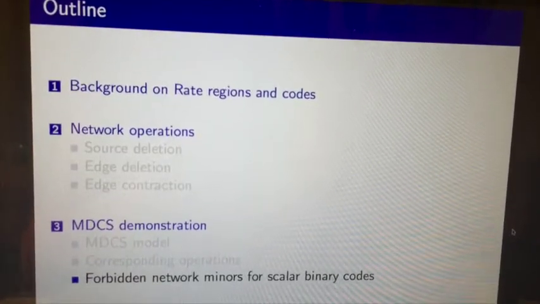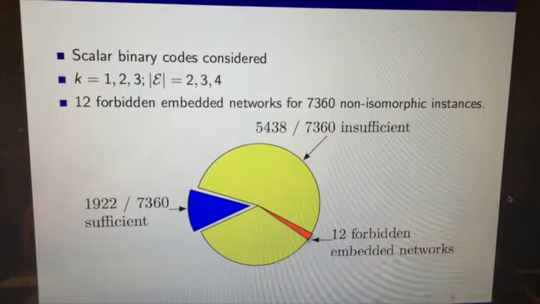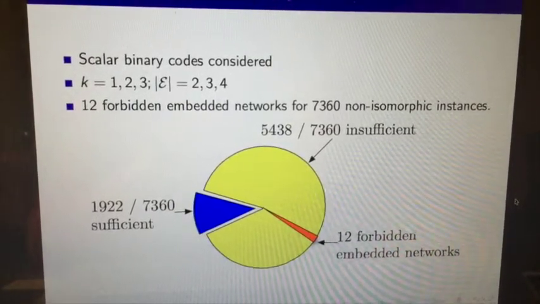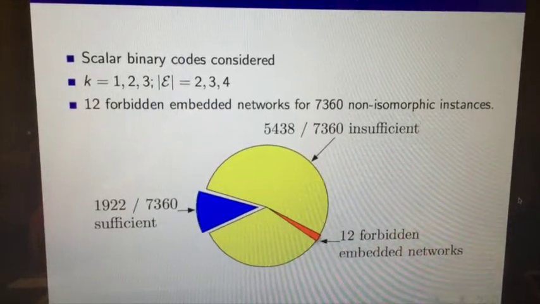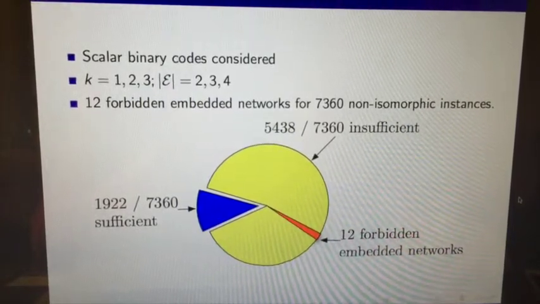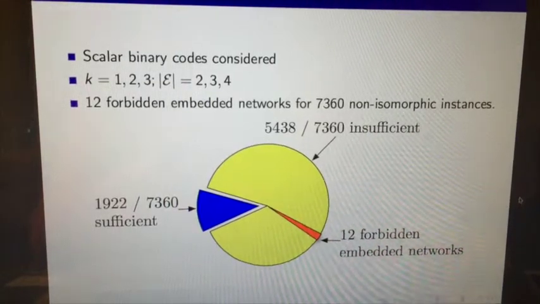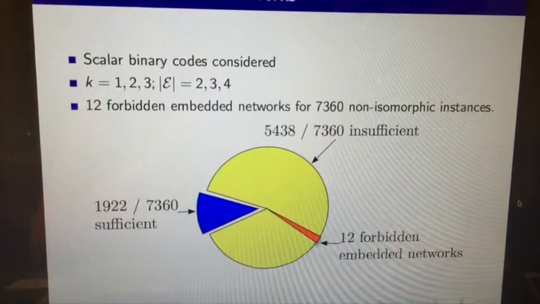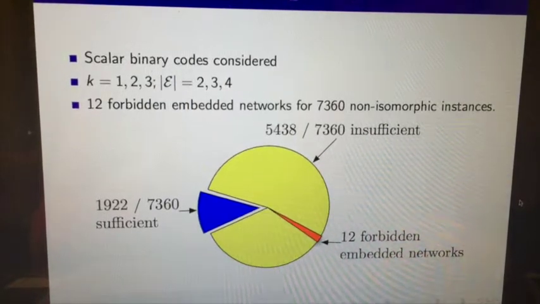Okay, we now have a look at the results again. As I said before, we consider the sufficiency of scalar binary codes for more than 7,000 networks with different KE pairs. And we see that among the 7,316 instances, only 1,922 instances are scalar binary sufficient, while more than 5,000 are insufficient. The insufficient instances can be boiled down to only 12 forbidden embedded networks with the 3 operations we just defined.